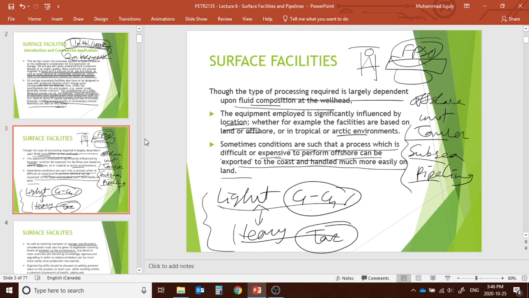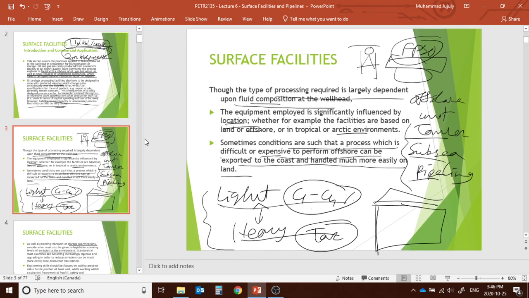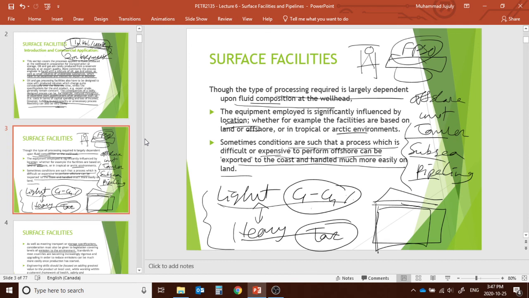So what you need to do is build the process equipment either inside of a unit, or you need to make sure your equipment has sufficient heating so that it doesn't break down. All right, so these are very important things we have to decide before we design a process facility.